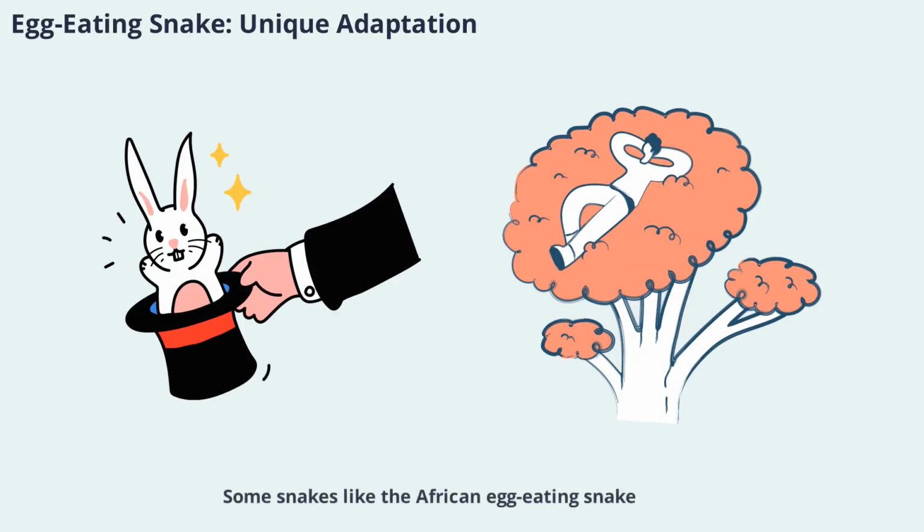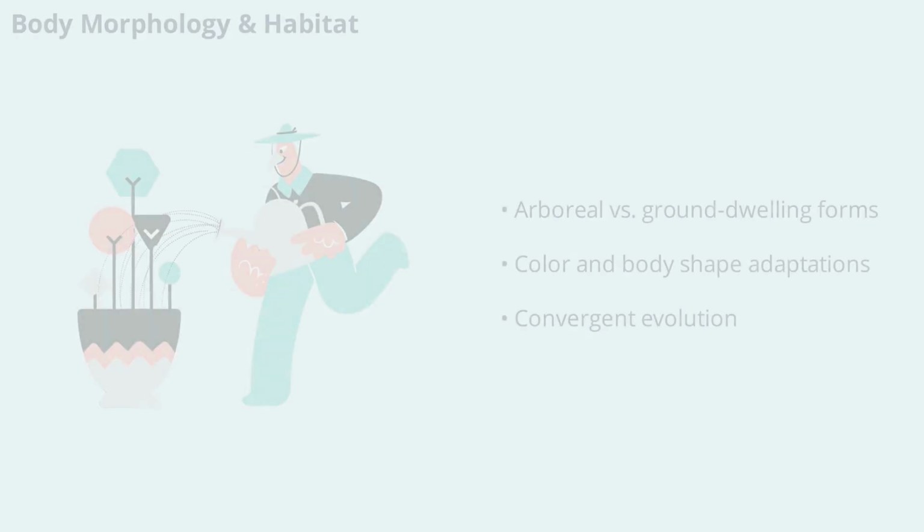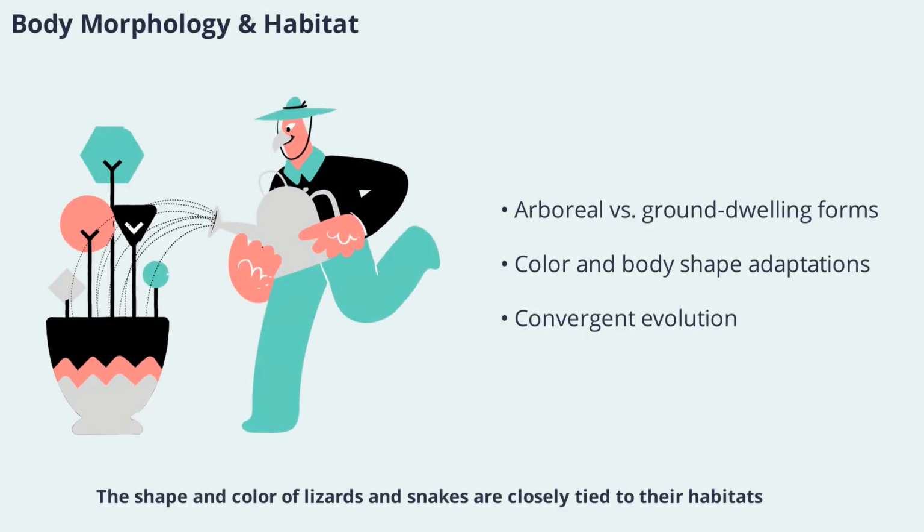Some snakes, like the African egg-eating snake, have evolved to consume eggs much larger than their heads. Their jaws and throat can stretch remarkably wide, and internal spines help crack the eggshell once inside. This dietary specialization is a striking example of how snakes have diversified to exploit different food sources, each adaptation fine-tuned to their ecological niche. Shape and color of lizards and snakes are closely tied to their habitats.